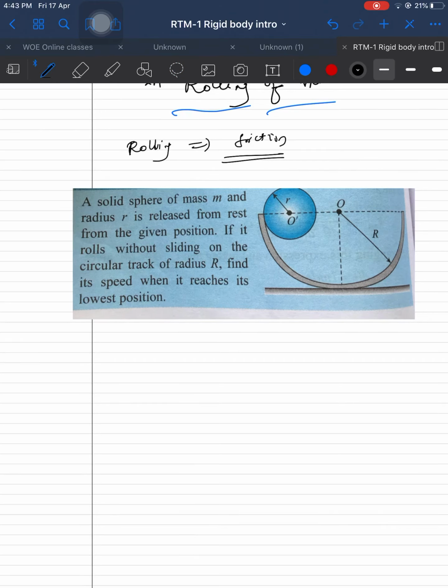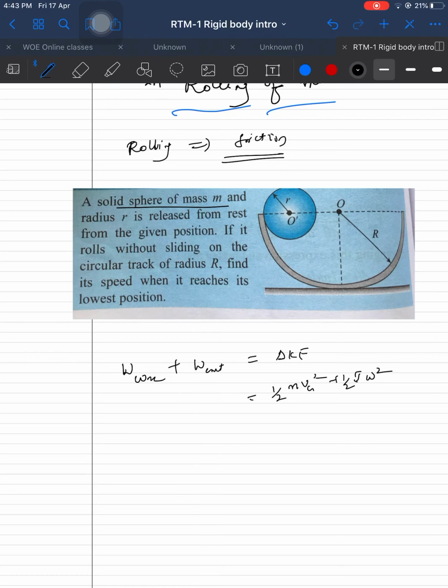Okay, a solid sphere of mass m. So what will be there? Work done by conservative plus work done by external is equal to change in kinetic energy. In how many ways can kinetic energy change? Half m v square translational and half I omega square. Two ways. Okay, work done by conservative.